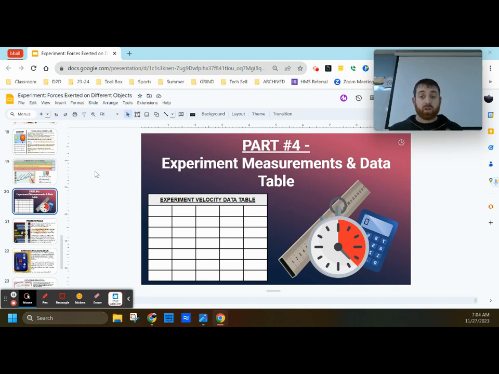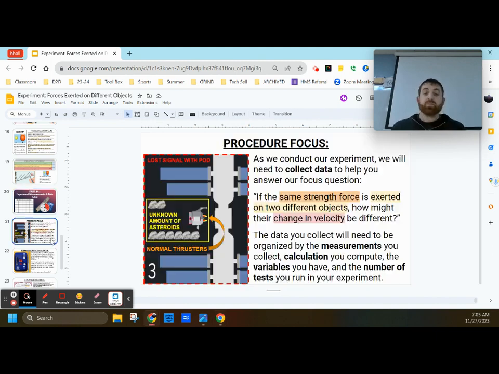And up to this point, we've done a lot to prepare for an experiment that we're about to run. We have looked at the variables that will help us understand what we're doing in the experiment. We've looked at how to measure and calculate velocity that we'll need to answer our focus question. And we've looked at the procedure, the step-by-step plan we're going to follow when conducting the experiment. The last part of our experiment is going to be where we look to measure and collect our data in a data table. So let's talk about that.